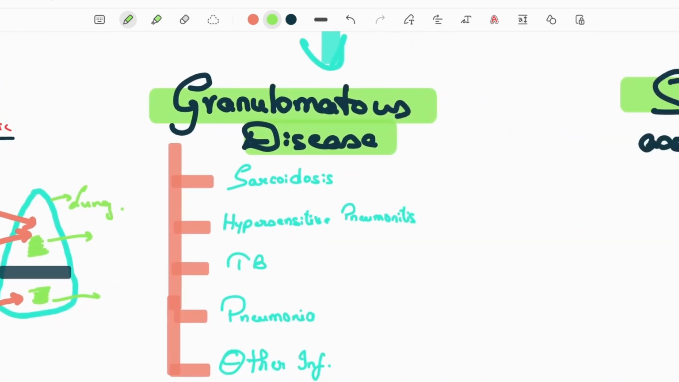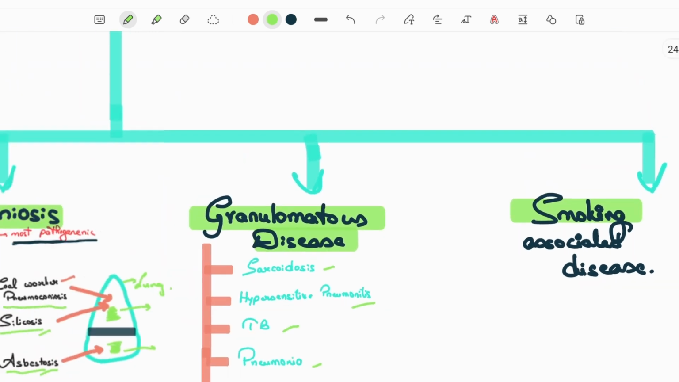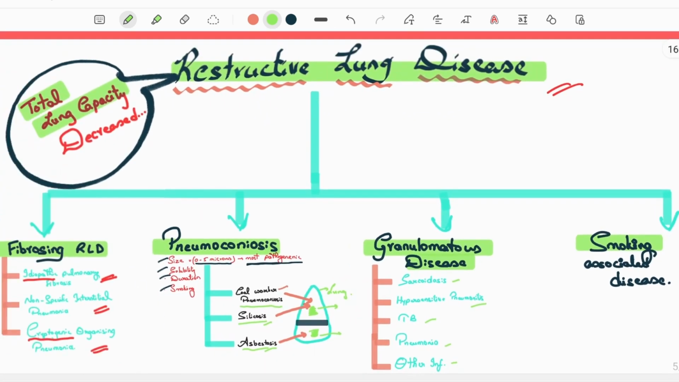Next one is granulomatous diseases. These granulomatous diseases are also divided into different types. First one is sarcoidosis. Second one is hypersensitivity pneumonitis. Third one is tuberculosis. Fourth one is pneumonia, and fifth one is other infections. And the next one is smoking associated diseases. So these are the diseases that are present in the restrictive lung diseases.